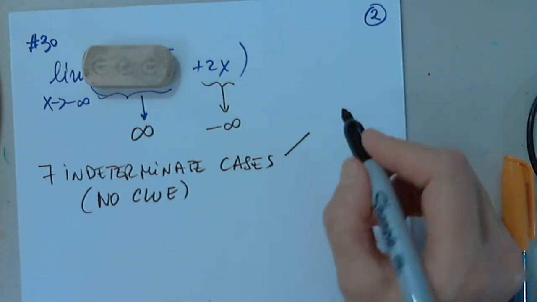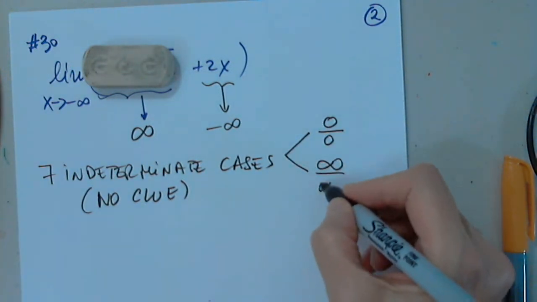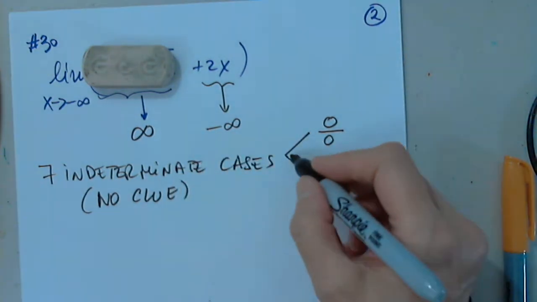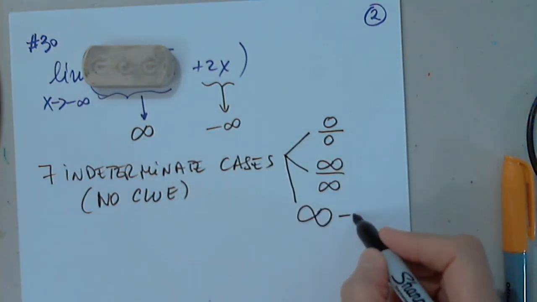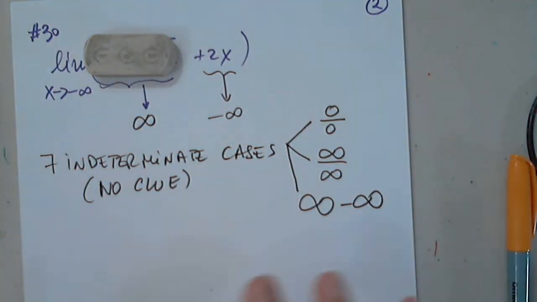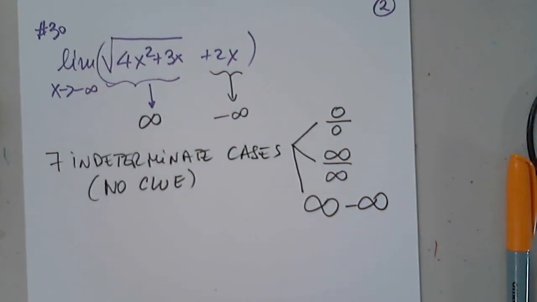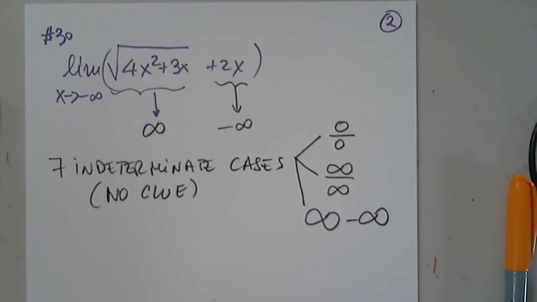So far we have 0 over 0. We have infinity over infinity. This is our third one. So the answer here is no clue. We don't know, anything can happen. Good, so then what are we going to do next?